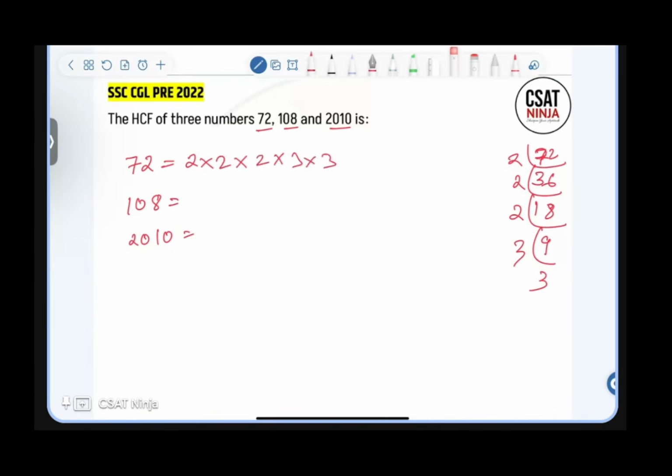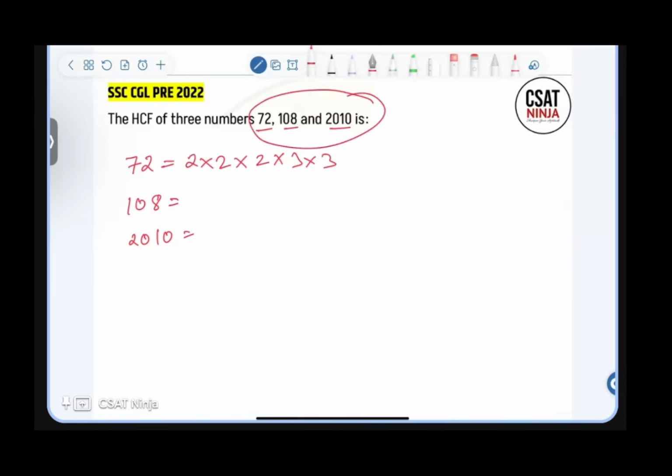But let me tell you one thing here. In this kind of question, this rule is not applicable. Because what about this 2010? It's very hard to find the factors of that. It will be very long. What do we do in that case then?